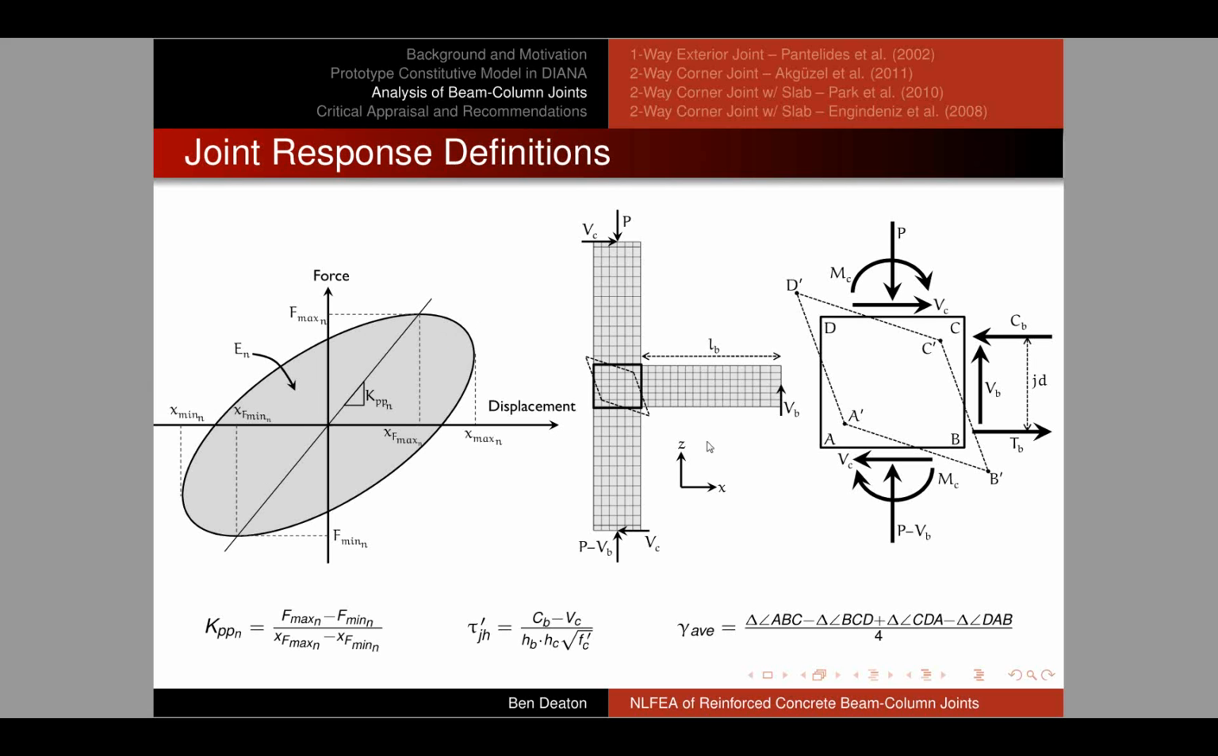We'll discuss joint shear. Joint shear refers to the average stress or average force acting across the horizontal midplane of the joint, and then joint shear deformation refers to the average change in angle at each of the four corners of the joint. So again, you can have a look back at this if you have any questions later, but we'll be discussing these types of response.